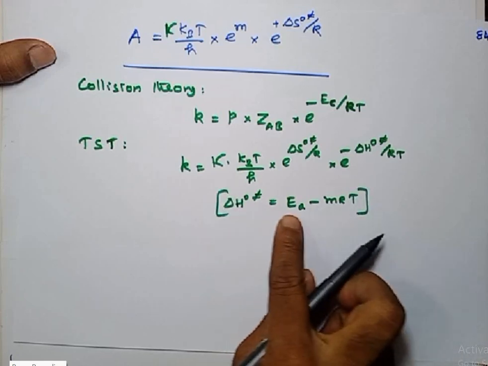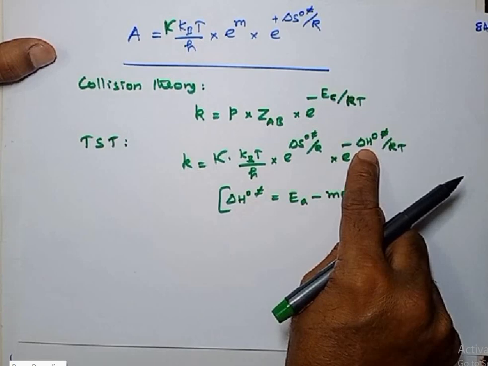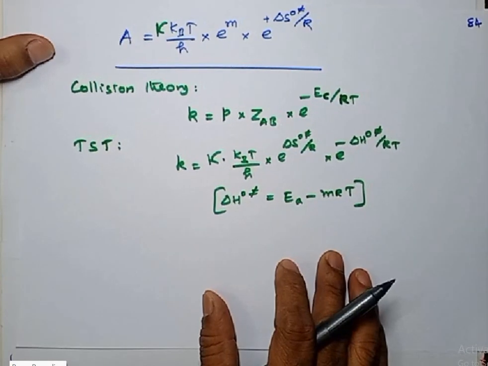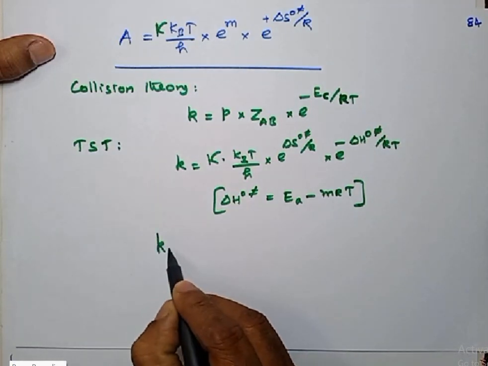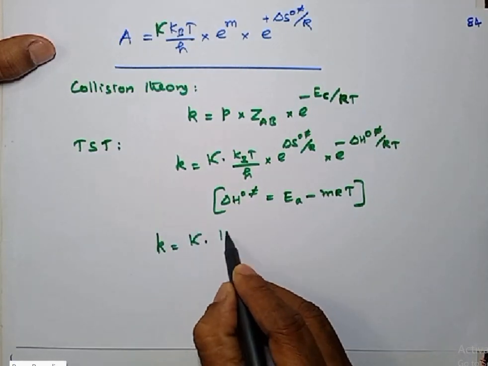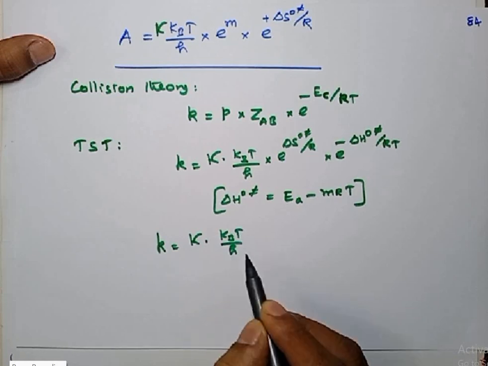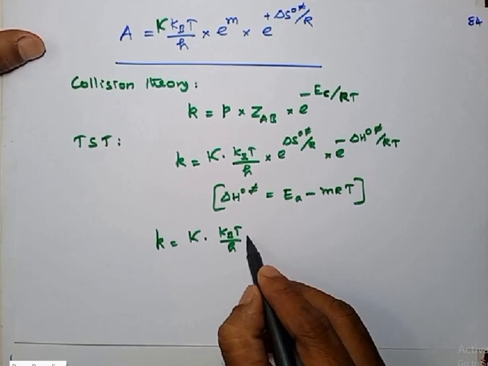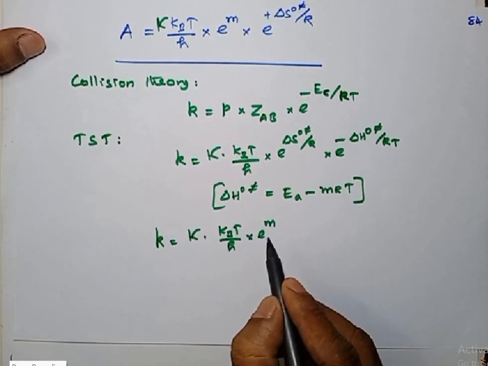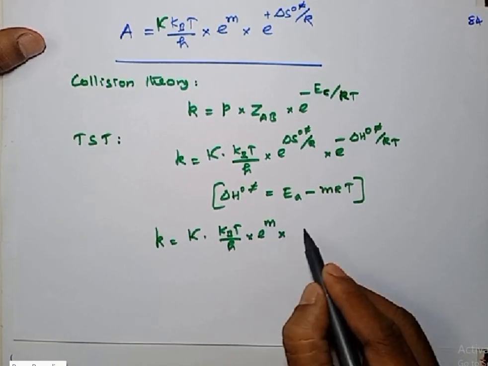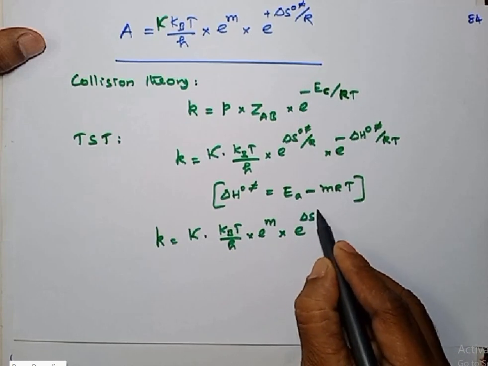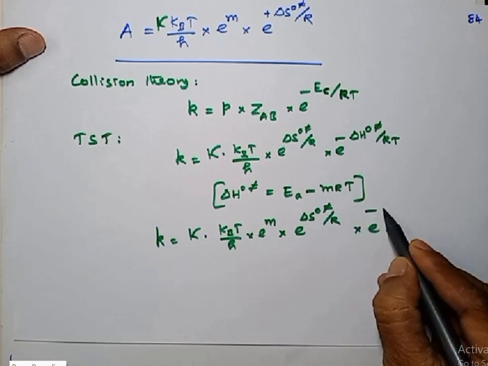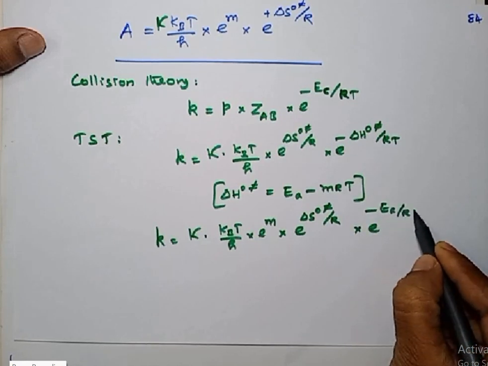Okay, in the last class I showed this. Substitute this here and you will get another alternative expression for transition state theory, which is nothing but k is equal to kappa into kBT by h into e power m. Observe carefully. Last class we discussed this: e power m into e power delta S naught double dagger by R into e power minus Ea by RT.